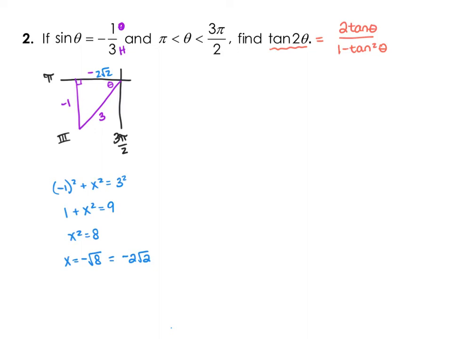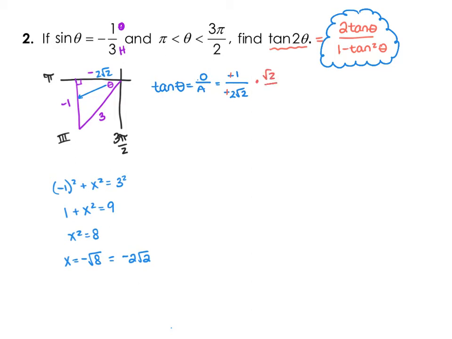So now we need to look back and say, okay, the formula that we're working with asks for us to know the tangent of this angle. Right now we know sine, we can figure out cosine, we can also figure out that the tangent of theta is equal to the opposite over the adjacent, or in this case, opposite, -1 over adjacent, -2 square roots of 2. So we're getting closer. The negatives are going to cancel out.